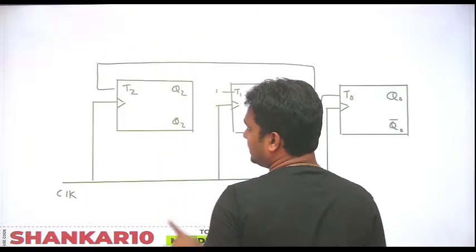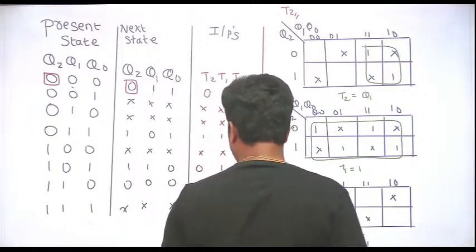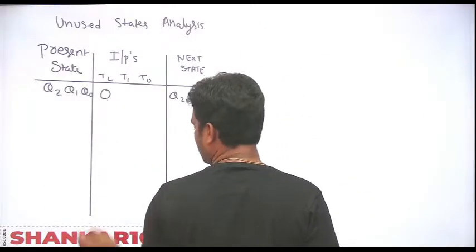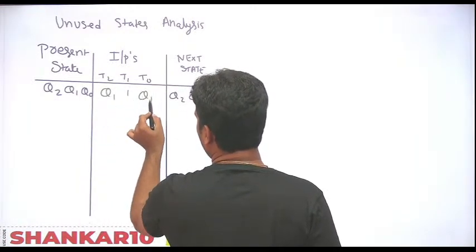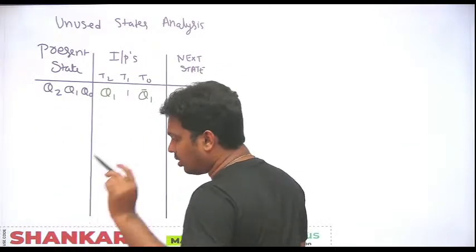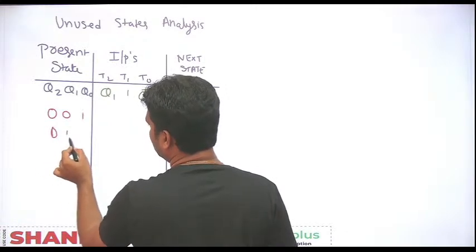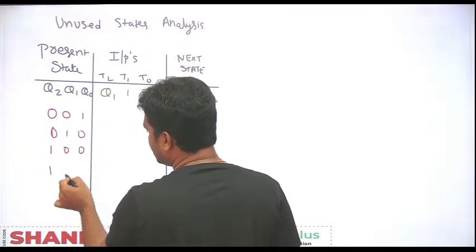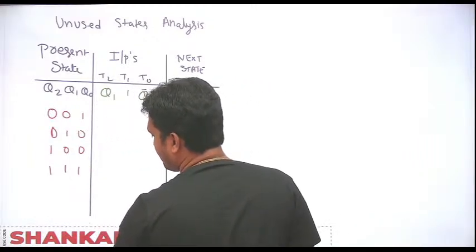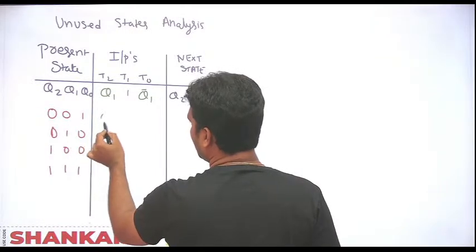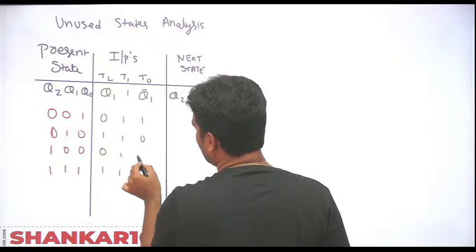Now listen please. T2 is Q1, 1, Q1 bar. So here you take all the unused states which we have not used: 1, 2, 4, 7. What is Q1 here? 0, 1, 0, 1. What is Q1 bar? 1, 0, 1, 0.